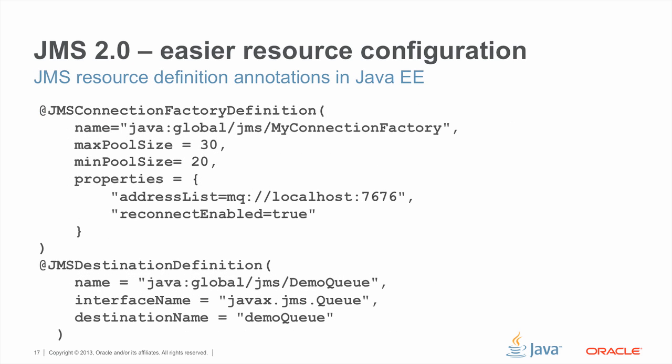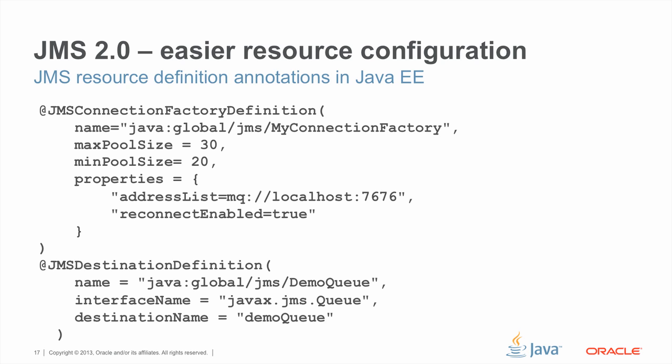Now, the default connection factory won't always meet your needs. Sometimes you'll need to configure something more specific, and you'll always need to configure the queue or topic resource that your application requires. Now, in the past, you had to do this using admin tools specific to your app server.